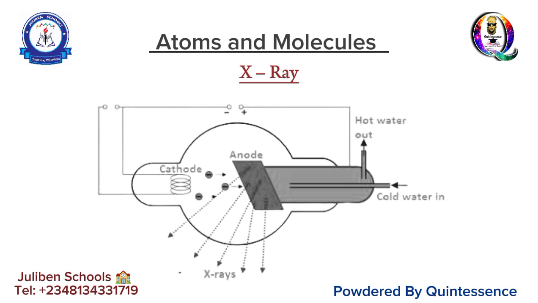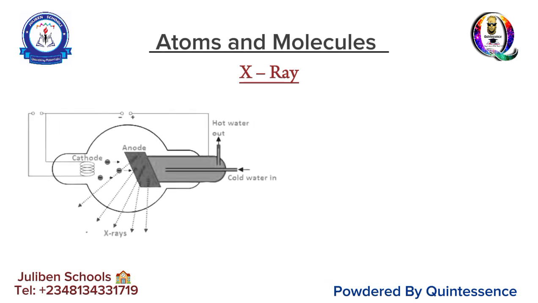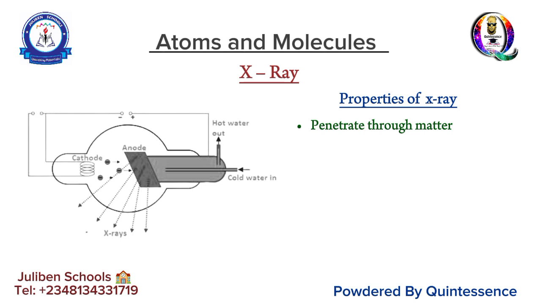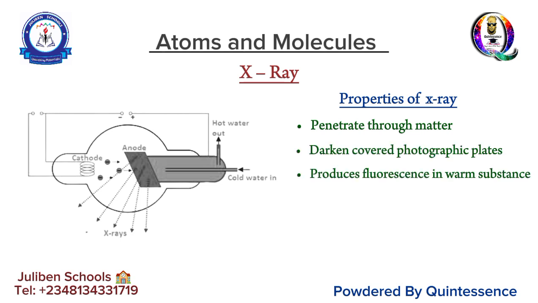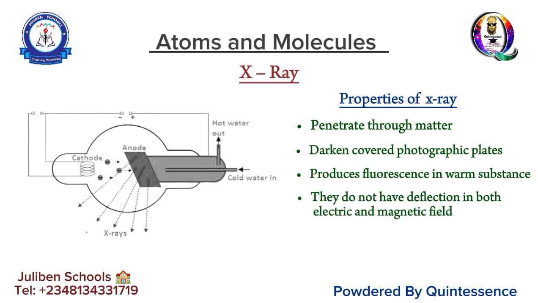As soon as he was able to strike this ray on a glass and metal sheet, he discovered a very energetic ray that was produced, that could penetrate through matter, that could darken covered photographic plates, that produced fluorescence in various substances, and most importantly, that did not deflect in either electric or magnetic field. So he was a little bit perplexed. We're talking about Roentgen now. William Roentgen was quite perplexed, and because of that perplexity, he decided to call it X-ray, or simply put, highly energetic ray.